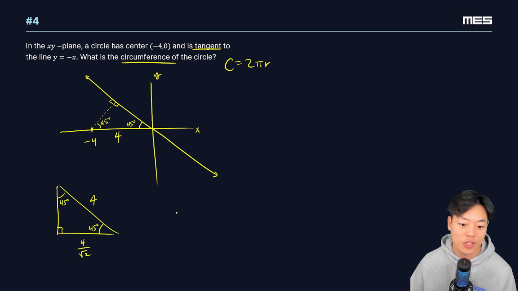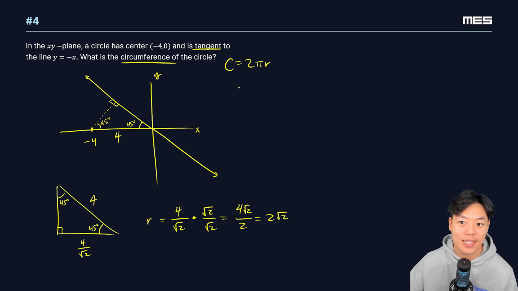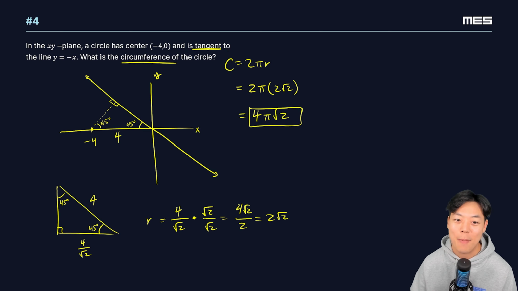And this can be rationalized. 4 divided by radical 2, I can multiply both the top and bottom by radical 2 to get 4 radical 2 over 2, which is 2 radical 2. So that is my radius. So the circumference of the circle will be 2 pi times 2 radical 2, and that leaves me with 4 pi radical 2, and that would be my final answer.